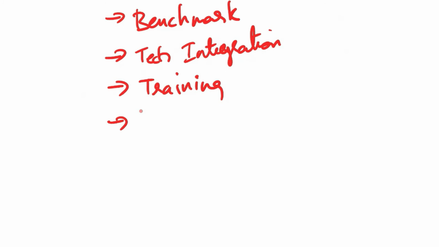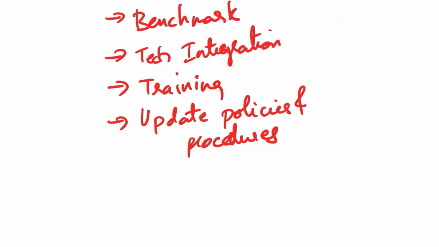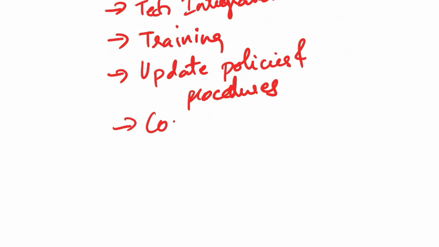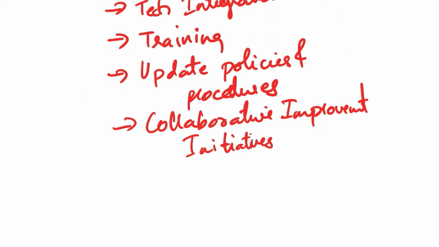Next, regularly review and update TPRM policies and procedures to ensure they align with evolving threat landscape, industry standards, and organizational changes. Next, collaborative improvement initiatives. Collaborate with key stakeholders, both internal and external, to identify joint improvement initiatives. This could involve shared best practices, joint training sessions, or collaborative risk assessments.